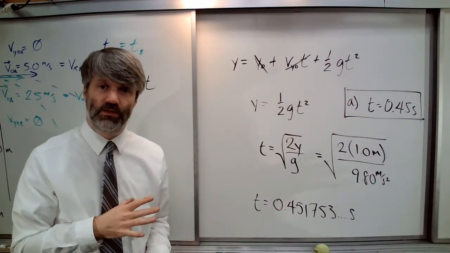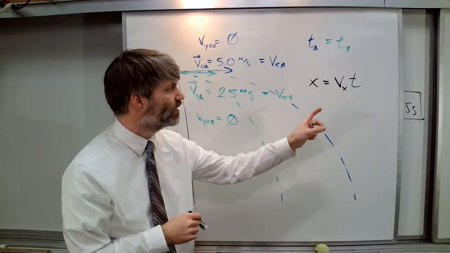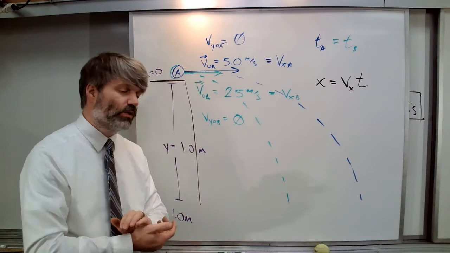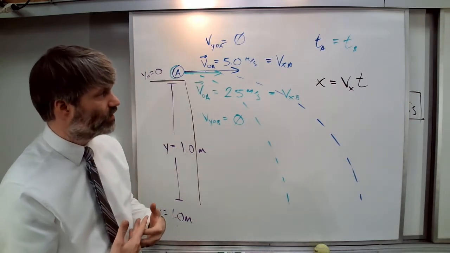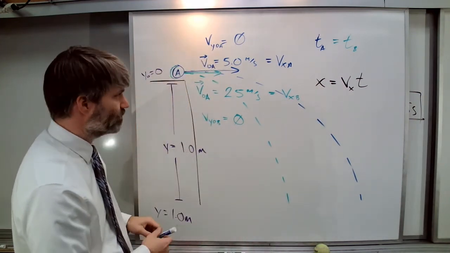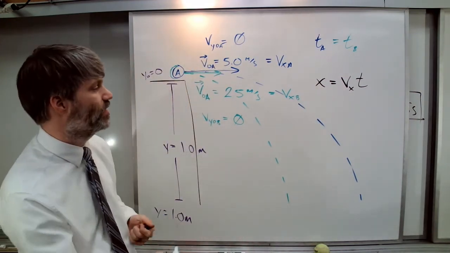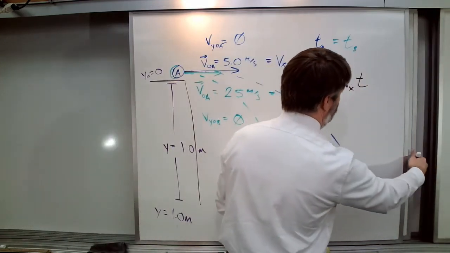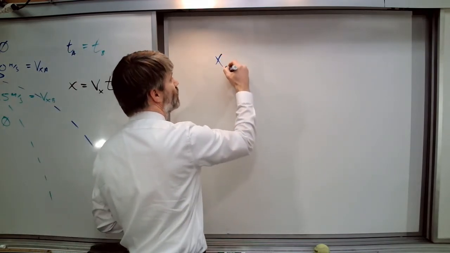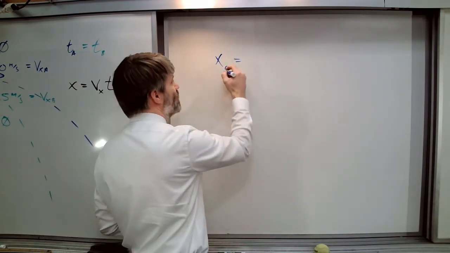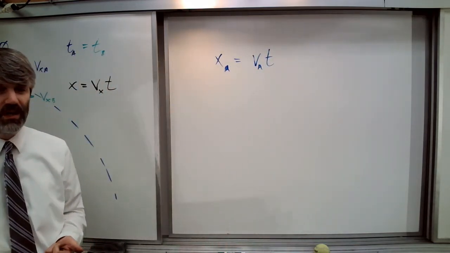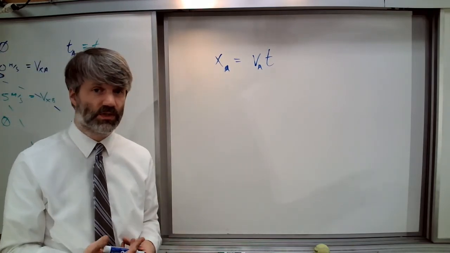Now we can use this information to analyze motion in the x direction. So, note that this is the time for both of them, okay? So we're just finding out, alright, how far did they go in this time? So for ball A, the new position of A is the velocity of A times t. I'm not going to put the A there because we don't need to distinguish at this point.